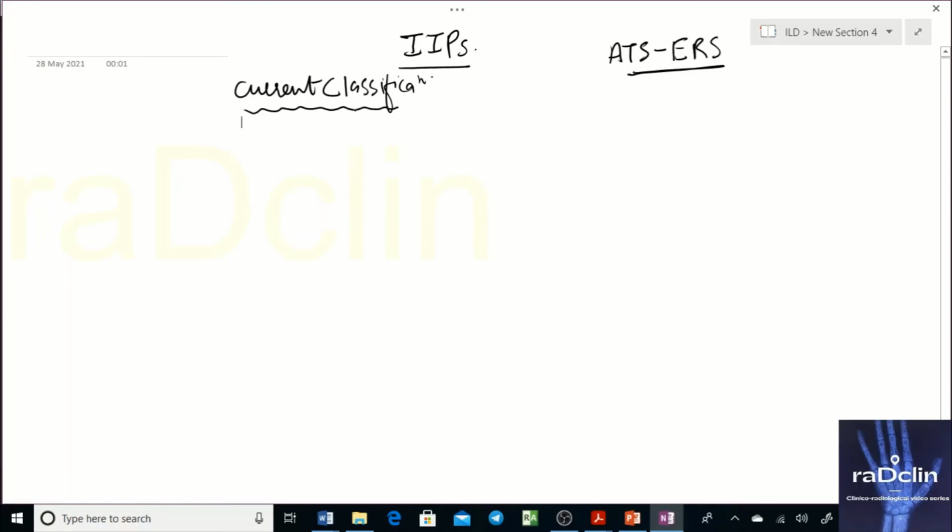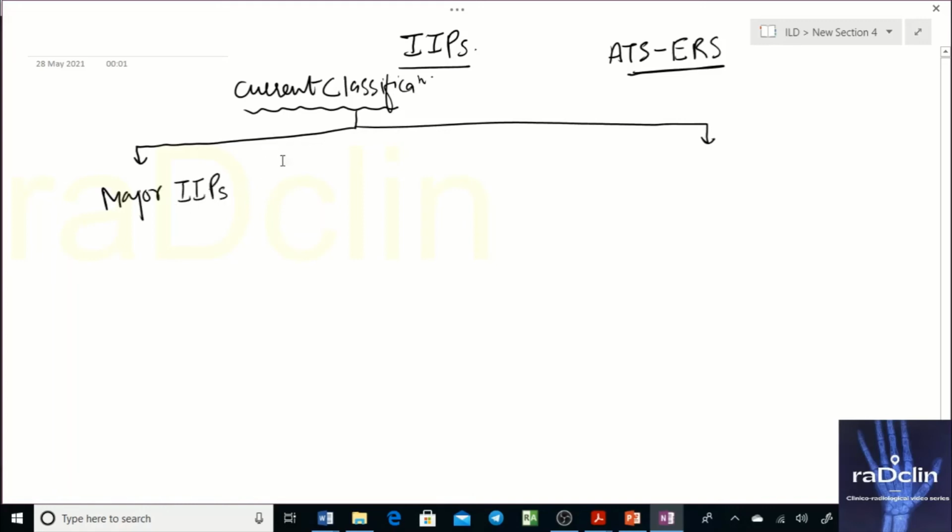So the current classification would be like this. We divide IIPs into these two: your major IIPs, then your rare IIPs. Among major IIPs, there are a total of 8 entities that we're going to discuss.